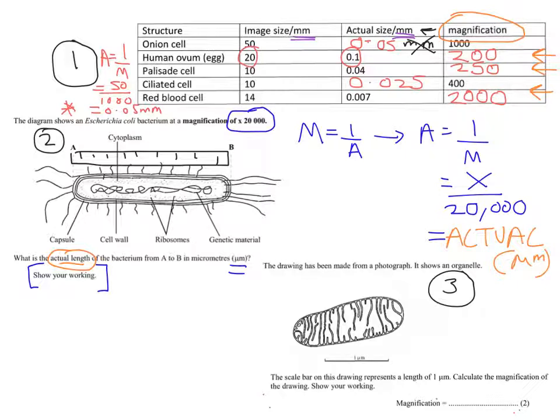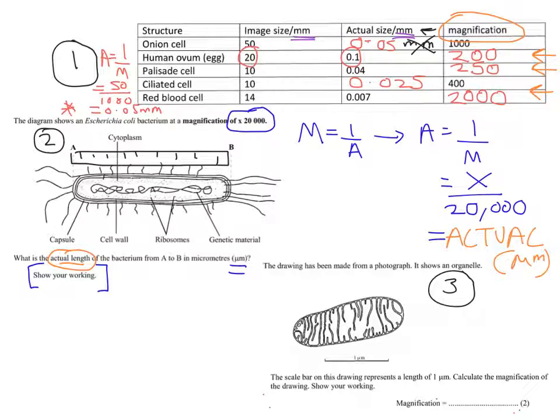Number 3 at the bottom says, the drawing has been made from a photograph. It shows an organelle, so it shows a mitochondria. It's a classic mitochondria diagram. The scale bar on this drawing represents a length of 1 micrometre. Calculate the magnification of the drawing, show your working.